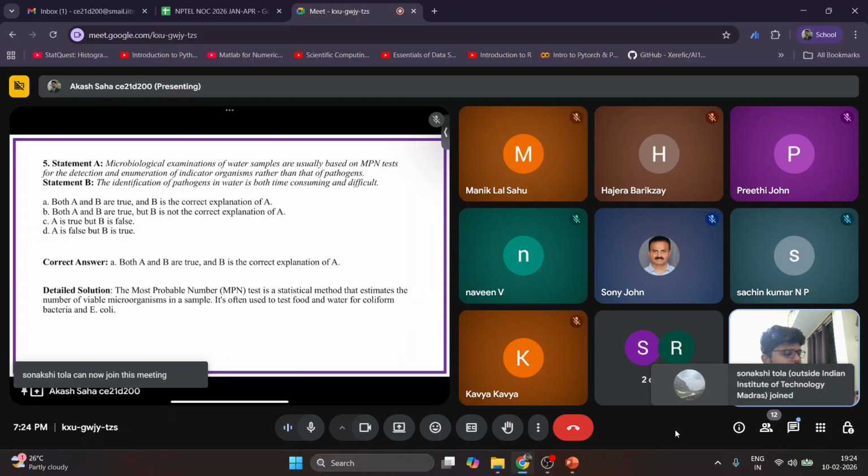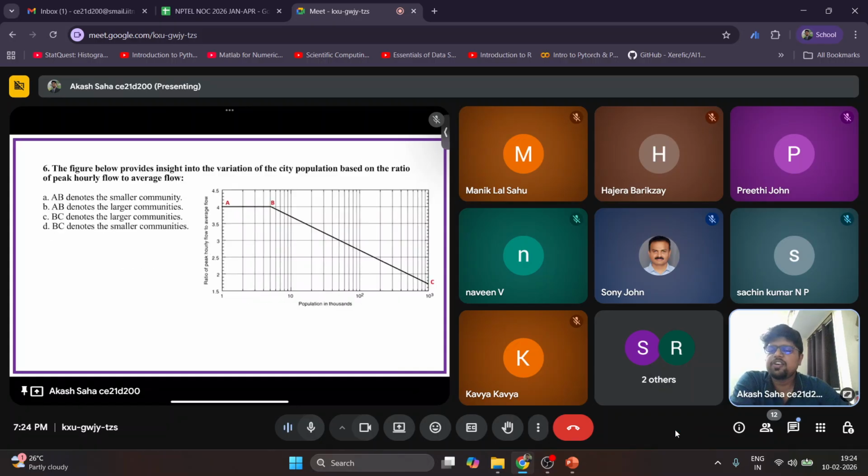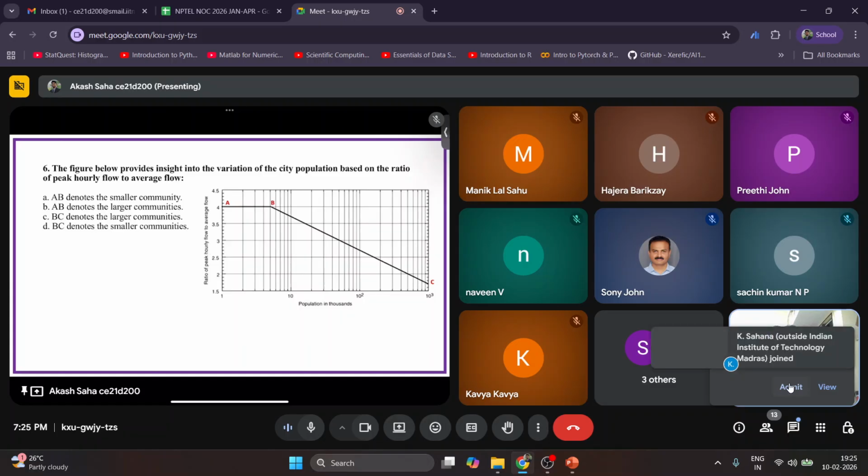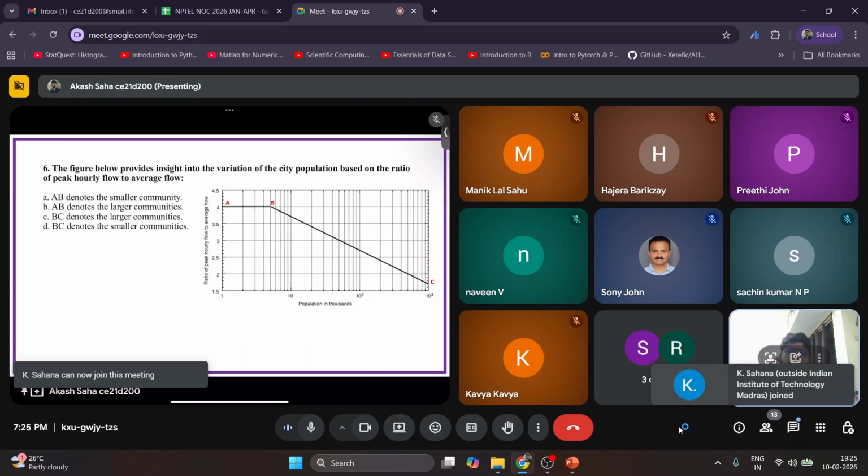Okay, let me go to the next problem. The figure below provides insight into the variation of city population based on the ratio of peak hourly flow to average flow. So you have to guess whether AB is a smaller community or a larger community, and same with BC, whether BC is a smaller or larger community, based on the peak hourly flow to average flow ratio.